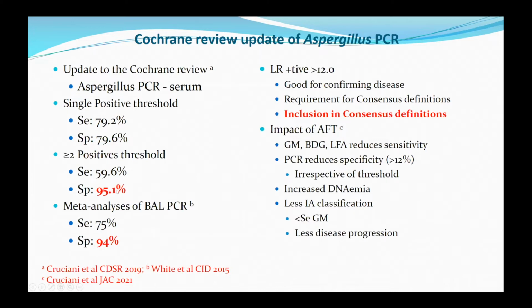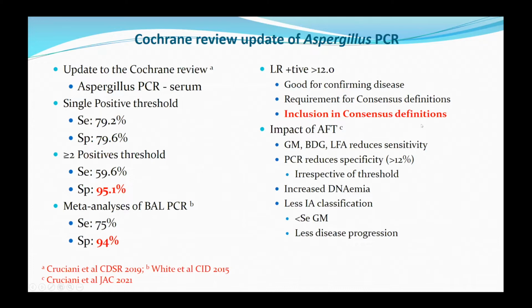If you look at the performance of Aspergillus PCR in BAL fluid, again it has a high specificity, around that 95% mark. And so if you look at the positive likelihood ratio, which needs to be greater than 10 to be deemed significant, you can see it's 12. So it's basically these results: when you have 2 positive Aspergillus PCRs in blood or an Aspergillus PCR on BAL fluid, it's good for confirming disease. And this was really a requirement for the EORTC-MSG consensus definitions, and so justifies the inclusion of Aspergillus PCR in such consensus definitions.